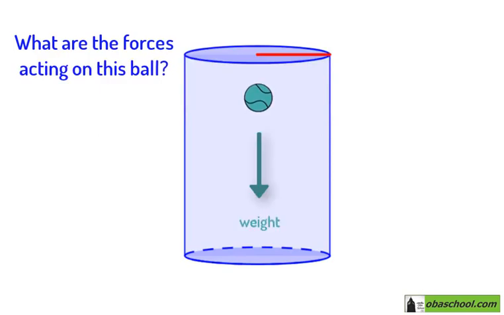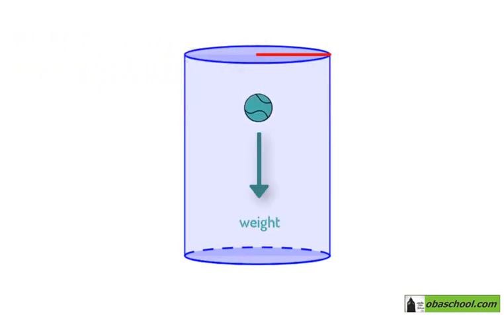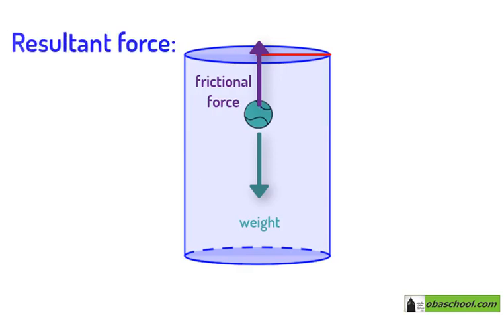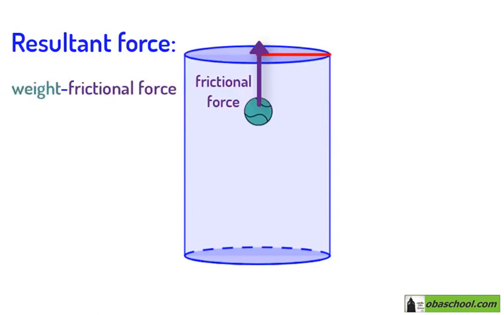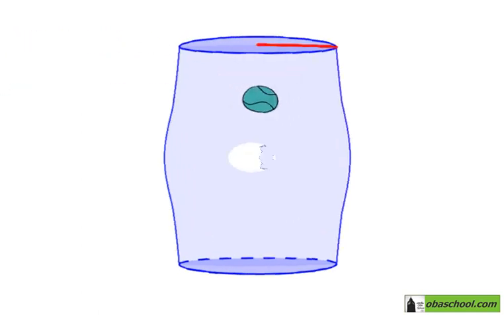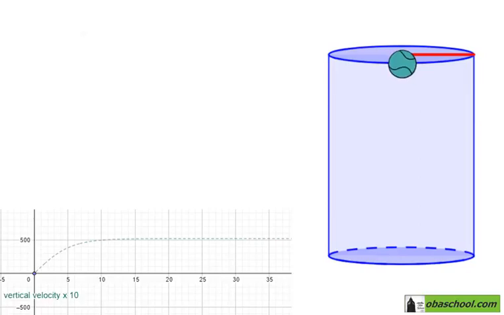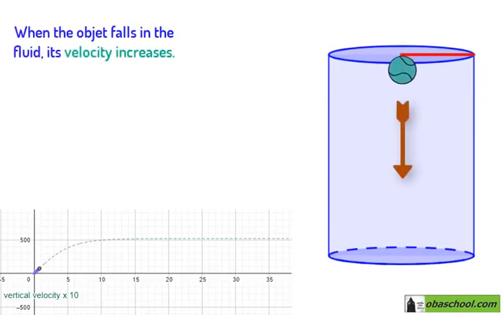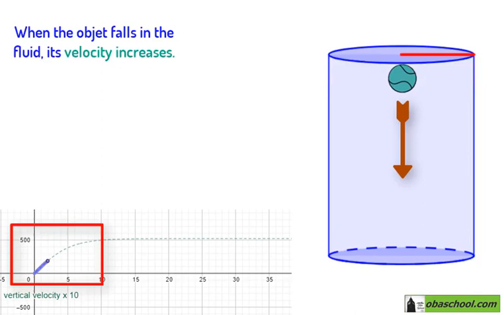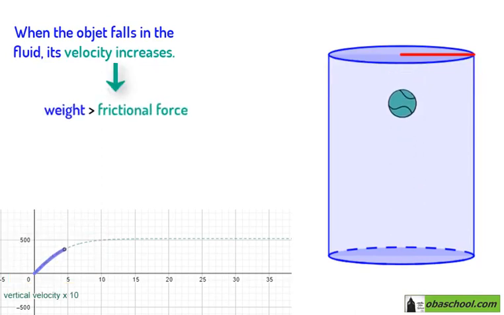Its weight in the downwards direction and the frictional force coming from the viscosity of the fluid in the upwards direction. So at any instant, the resultant force on the object is its weight minus the frictional force on it. So when the object falls in this fluid, its velocity increases when its weight is greater than the frictional force.